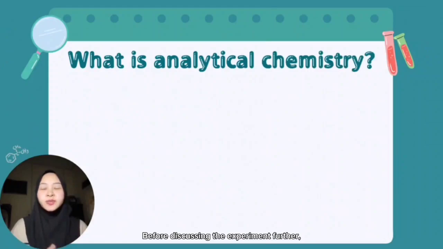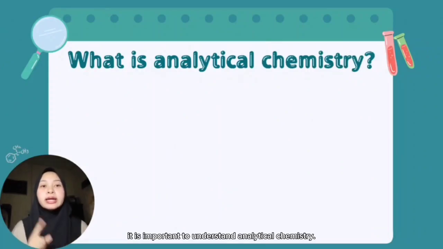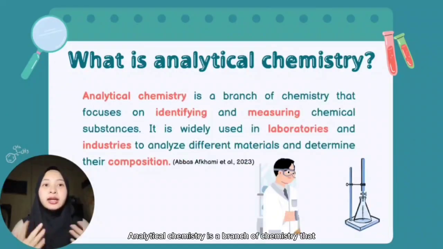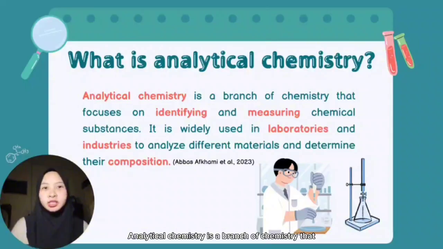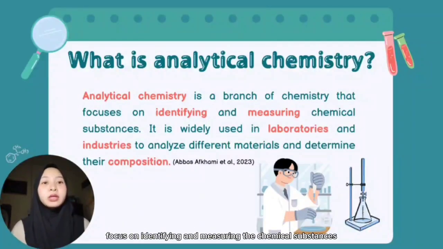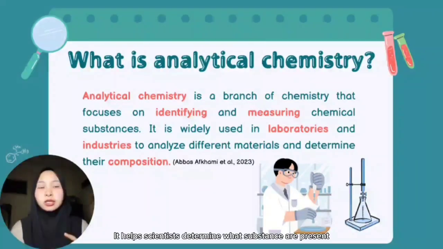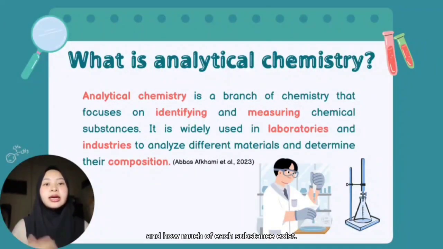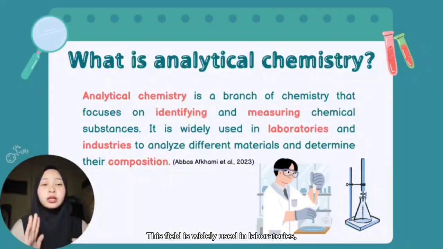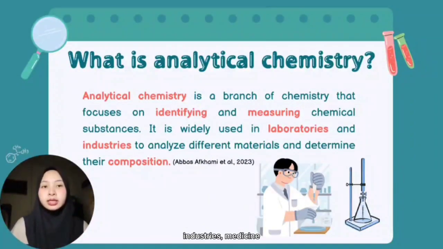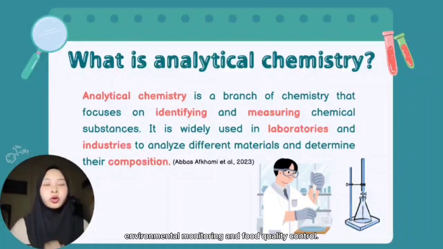Before discussing the experiment further, it is important to understand analytical chemistry. Analytical chemistry is a branch of chemistry that focuses on identifying and measuring the chemical substances present in a sample. It helps scientists determine what substances are present and how much of each substance exists. This field is widely used in laboratories, industries, medicine, environmental monitoring, and food quality control.